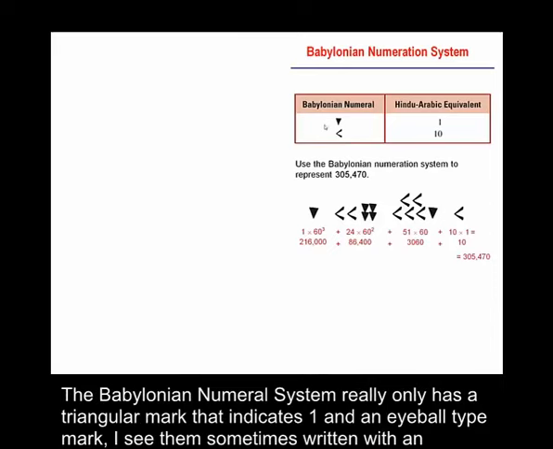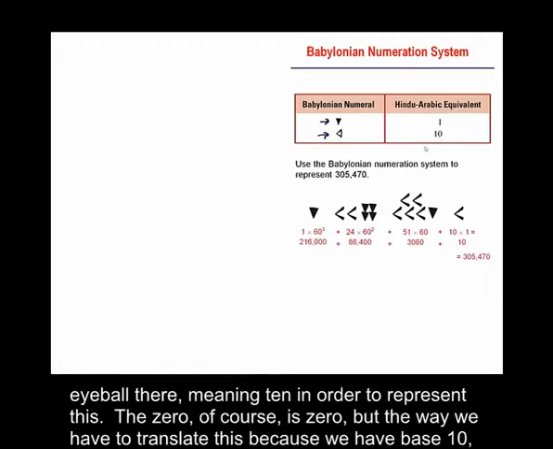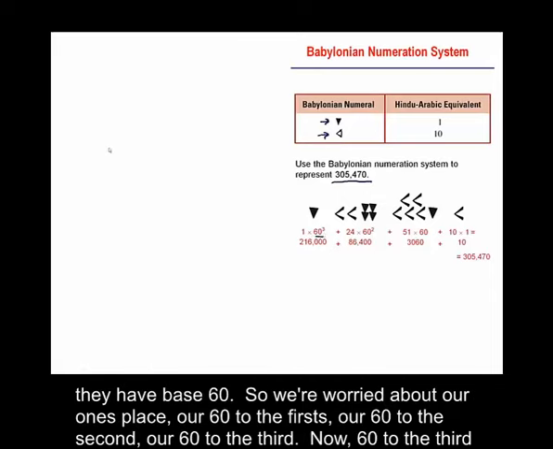The Babylonian numeral system really only has a triangular mark that indicates 1 and an eyeball-type mark. I've seen them sometimes written with an eyeball there, meaning 10. In order to represent this, the 0, of course, is 0, but the way we have to translate this, because we have base 10, they have base 60, so we're worried about our ones place, our 60 to the first, our 60 to the second, our 60 to the third.